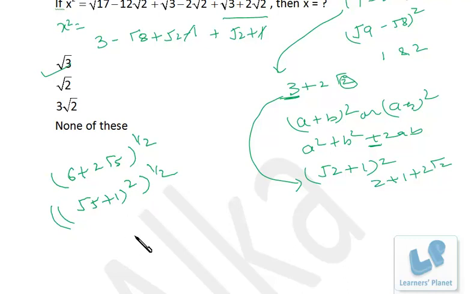Similarly, suppose I have 9 minus 2 root 14, right? Sum should be 9, product must be 14. I can think of 2 and 7. So this is root 7 minus root 2 whole square, right? If I have to find out the square root, it will be root 7 minus root 2. Isn't it very simple, friends?